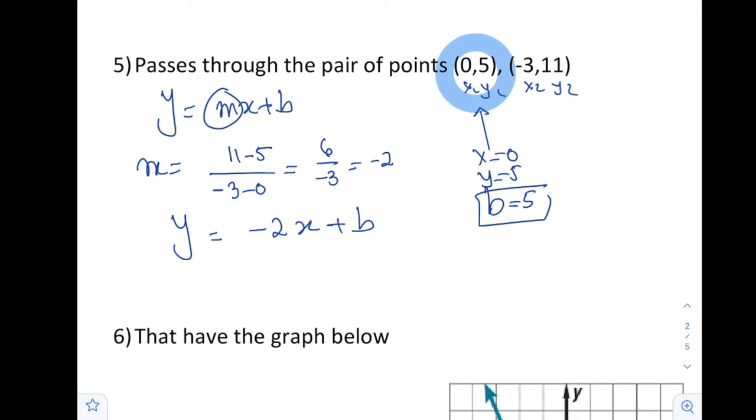Without replacing, taking a point and putting in x and y, I can find the b directly. So we end up with minus 2x plus 5. Done.